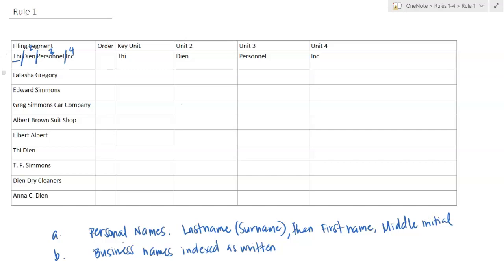For this one, we have Latasha Gregory. This is a personal name, and again, that means that I'm going to type in or write the last name first as a key unit. So Gregory is my key unit, and Latasha is unit 2. Here we have another personal name, Edward Simmons. Simmons is the last name, which means that's my key unit, and Edward is unit 2.